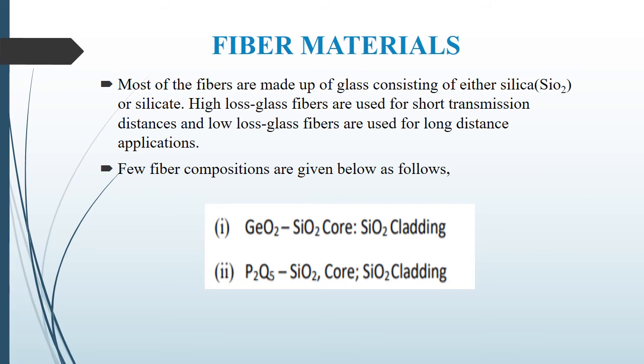So next we are going to see the fiber materials. Most fibers are made of glasses consisting of either silica or silicate. High loss glass fibers are used for short transmission distances, and low loss glass fibers are used for long distance applications. Some of the compositions are GeO2-SiO2 core with SiO2 cladding, and P2O5-SiO2 core with SiO2 cladding.